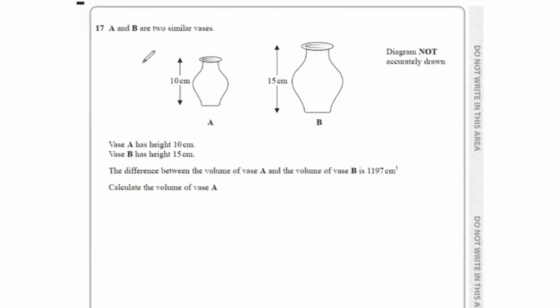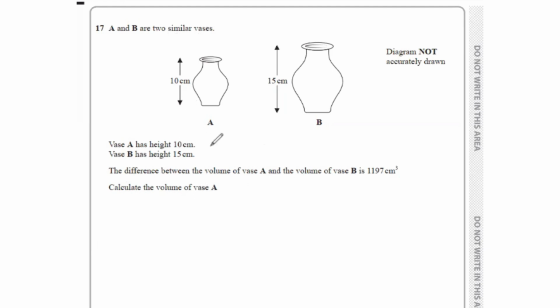Question 17 says A and B are two similar vases. Vase A has height 10 centimeters and vase B has height 15 centimeters. The difference between the volume of vase A and the volume of vase B is 1,197 centimeter cube. Calculate the volume of vase A.